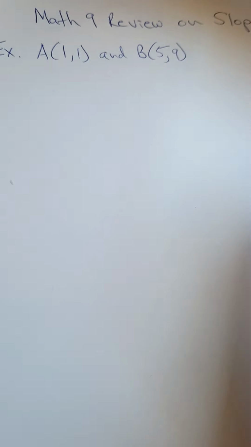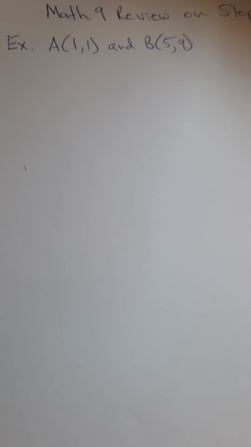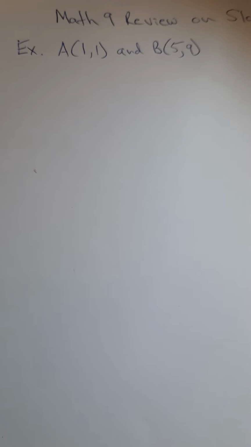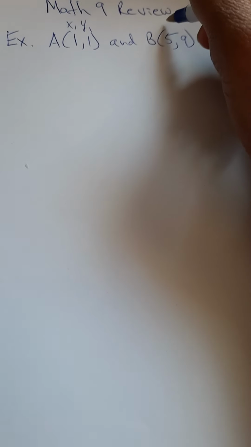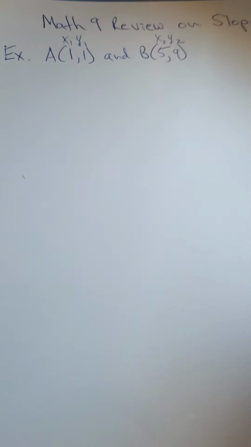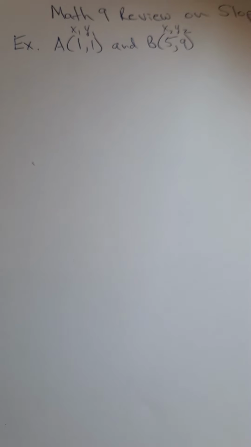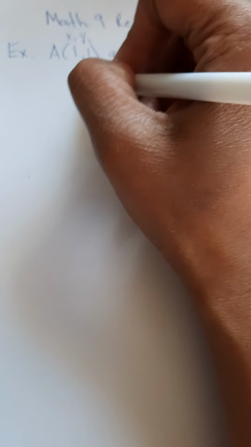What we're going to do is find the slope of the line that is going through these 2 points. Say I have point A, which is (1, 1), and then point B is (5, 9). Everyone see that? I'm going to label this x1, y1, and then x2, y2. I'm going to write out the formula for slope.